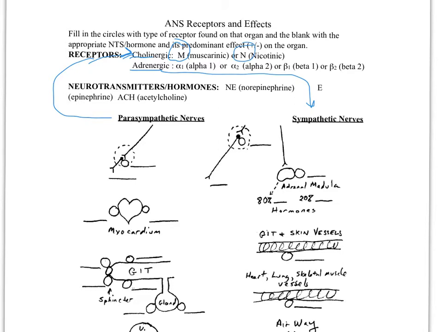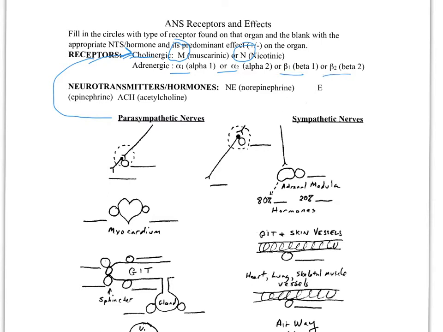Nicotinic are by far the most numerous. They're all over the place. Acetylcholine touches nicotinic receptors all over the body. And then adrenergic, we have really 5 different types of receptors, but we're only going to look at 4 of them here. We have 2 alphas, alpha 1 and alpha 2, and beta 1 and beta 2.